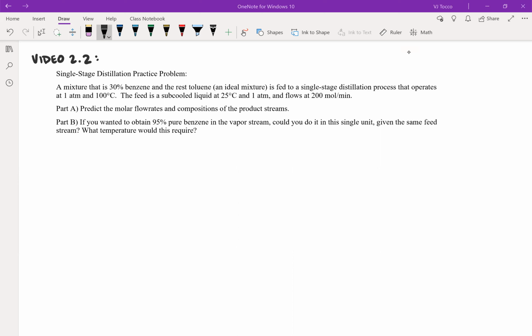Really quickly, before I begin, I want to discuss the nomenclature of subcooled. Subcooled just means below the bubble point. So for all intents and purposes, a subcooled liquid is just a regular liquid that is not at the bubble point. So I'm just going to write that.